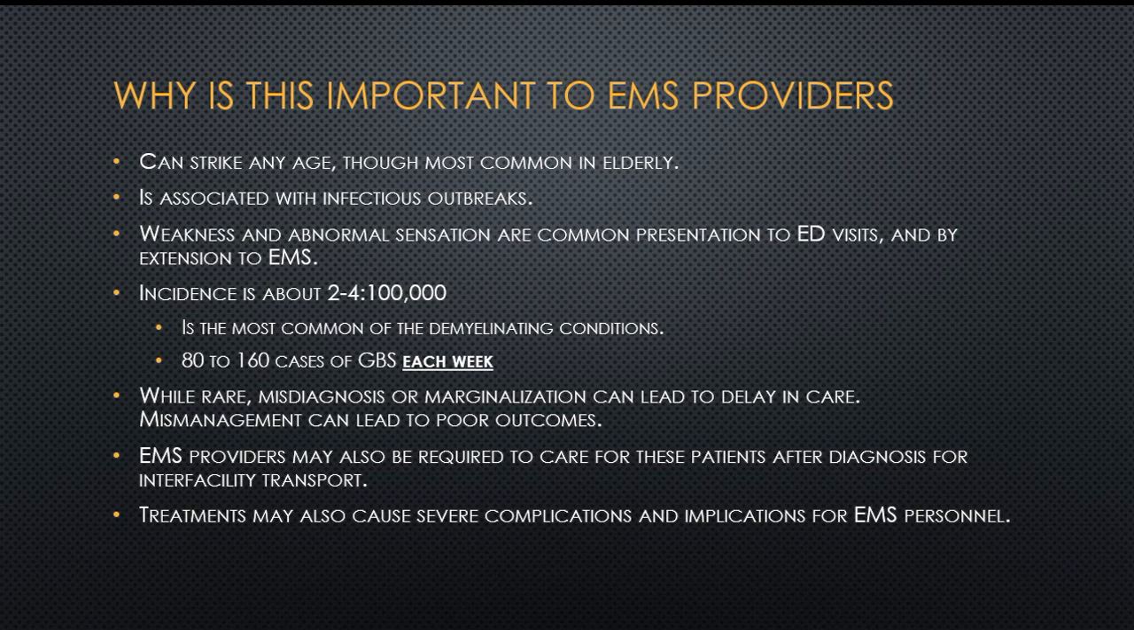So the most common initial presentation is weakness, difficulty walking, and abnormal sensation in the lower extremities. That's the most common presentation for ED and EMS visits, and the incidence is about 2 to 4 per 100,000. So that means in the United States, there's 80 to 160 new cases of Guillain-Barré syndrome each week. So it's uncommon, but it's not super crazy rare.